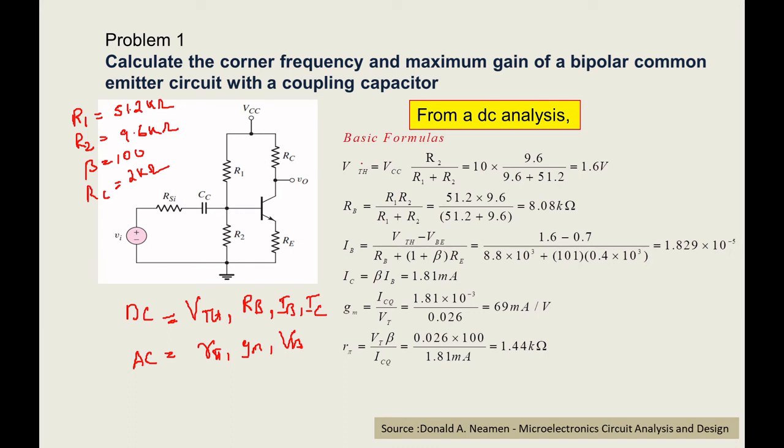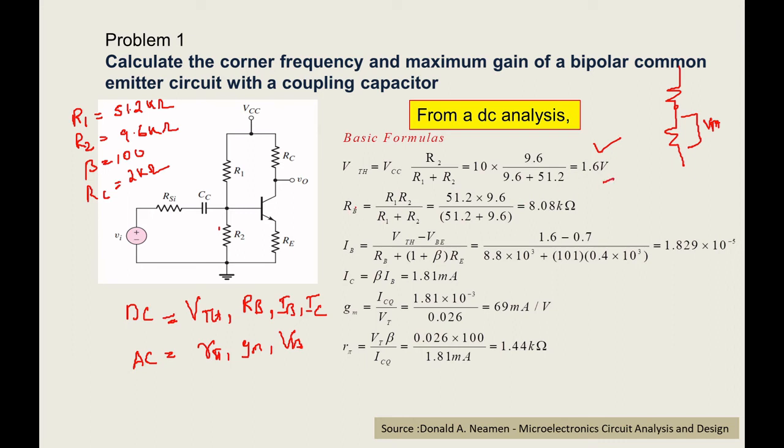First we will be finding the VTH. I already explained how you get this VTH. The VTH formula is VCC into R2 divided by R1 plus R2. This is the point where you are finding your VTH, that is VB. I explained it already, I am not going to teach you again. So this is the part you are calculating, R2 divided by R1 plus R2, and you will get your VTH as 1.6.